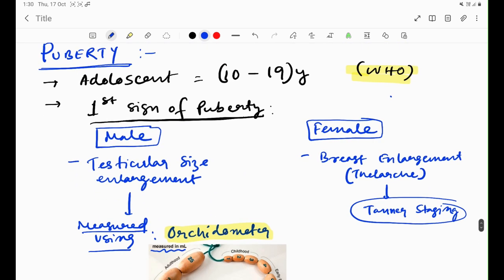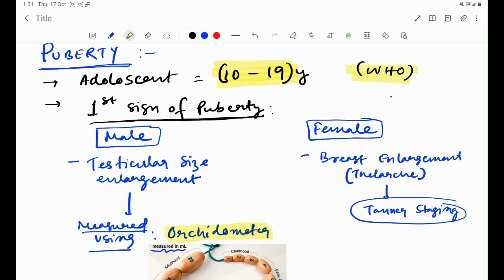Next is puberty. The definition of puberty, it is according to WHO, definition of adolescence, not puberty, sorry. According to WHO, it is between 10 to 19 years of age. Children are called adolescent. 10 to 19 years is known as adolescent age according to WHO.